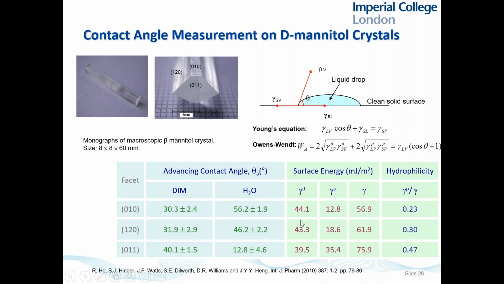We can determine the surface energy of the materials. And what you can see here is that this is gamma D. This is the dispersive van der Waals forces. They're similar for all three faces. Gamma P is polar, which is due to the acid-base forces. And you can see here a big difference between the 011 facet and the other facets.